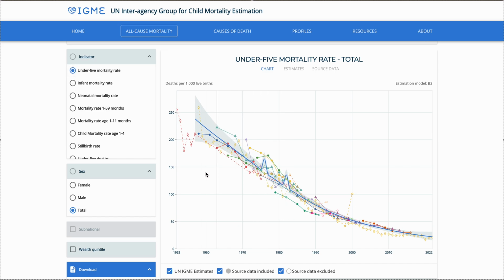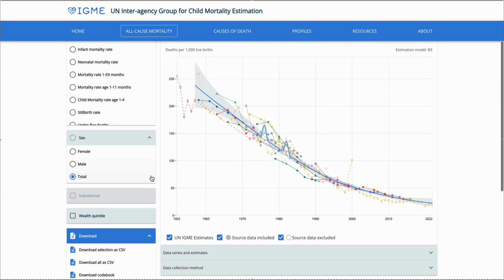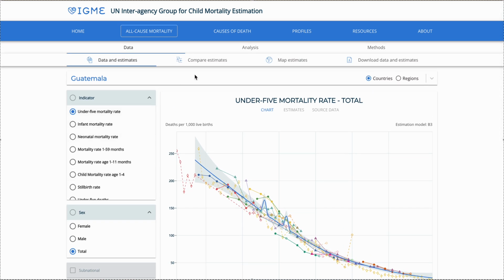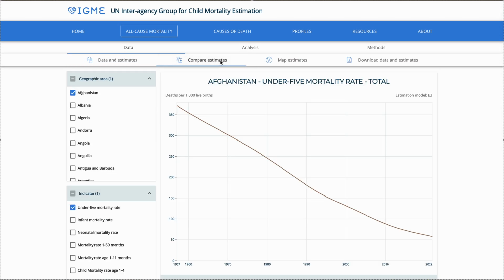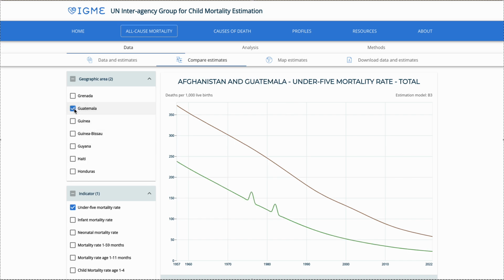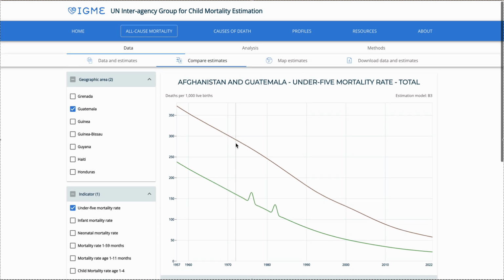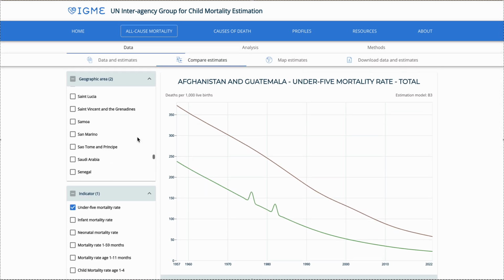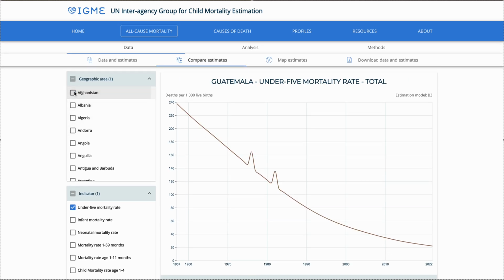So let's add other countries, and we can do that by pressing compare estimates. Here, Afghanistan is chosen. I will unchoose that and see if Guatemala is still here. It is not, so here's that. And what is this, the other country? Let's see what other country has been selected. Afghanistan wants to be selected.